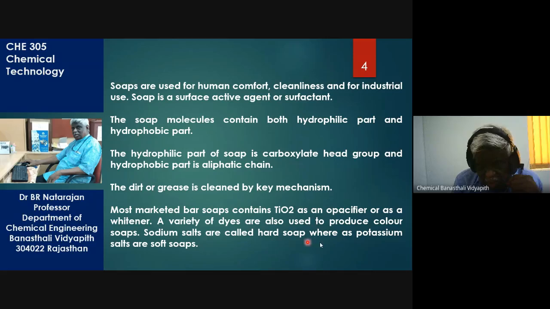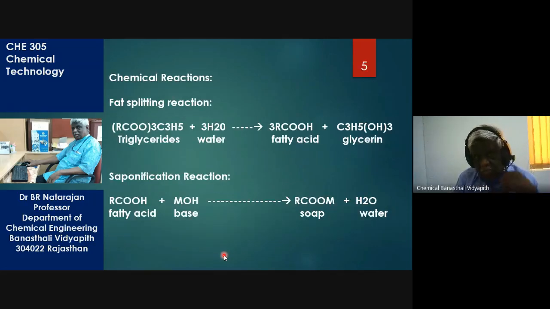Sodium salts are called hard soap, whereas potassium salts are soft soaps. This is also a difference. Sodium salts are called hard soap, whereas potassium salts are soft soaps. Let's look at the reactions.